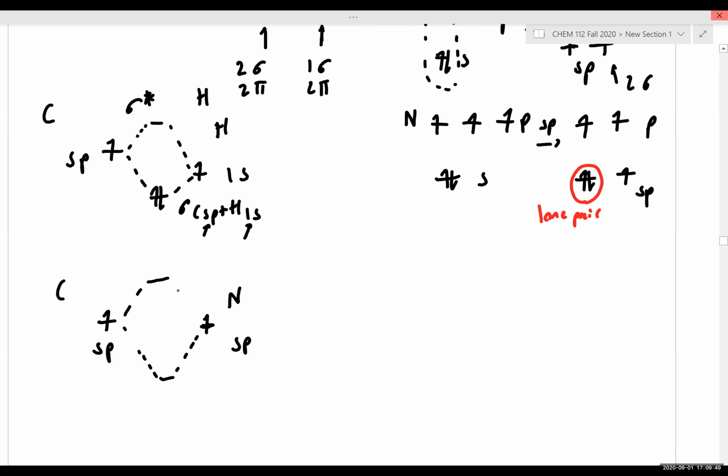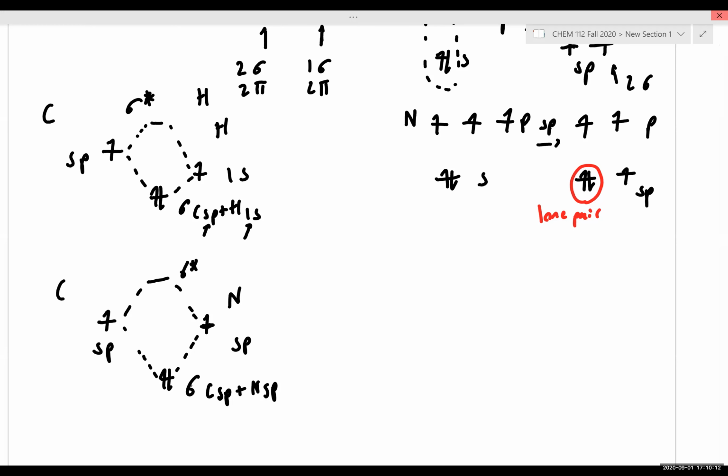So just like always, we're going to form our sigma bonding and our anti-bonding orbital. This will be a sigma bond between a carbon sp and a nitrogen sp orbital. And because the orbitals used to form each of these bonds are different, these two sigma bonds will have drastically different energies.